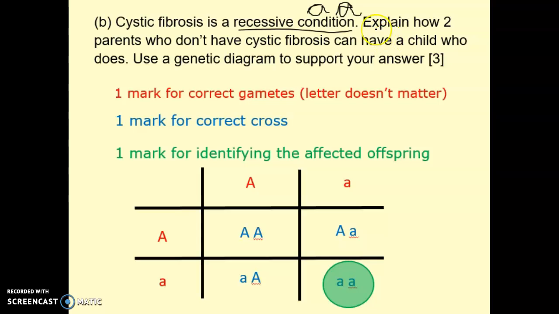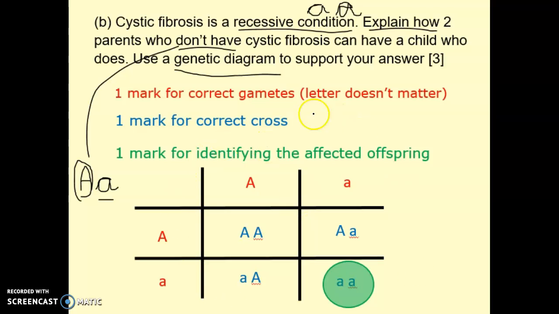And what it wants you to do is to explain how. So that's to basically give the detail of how two parents who don't have it can have a child who does. If they don't have it, that must mean that they are what we call heterozygotes, and that must mean that they are, in the case of a genetic disease, carriers of that recessive allele, but they're healthy because they have that dominant one. Again, use a genetic diagram to support your answer.